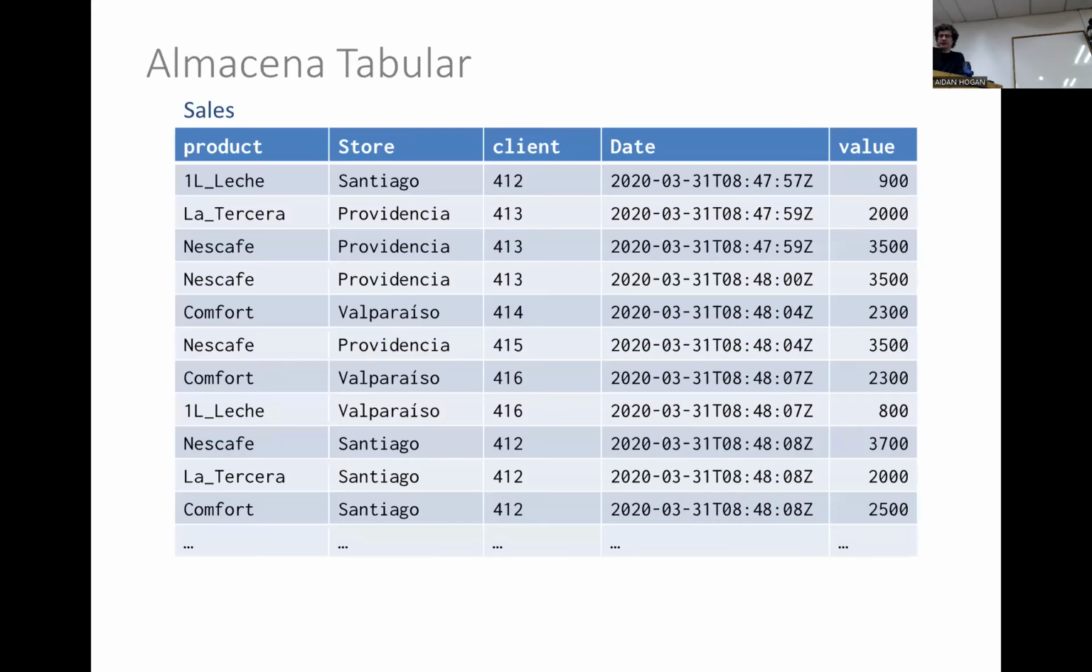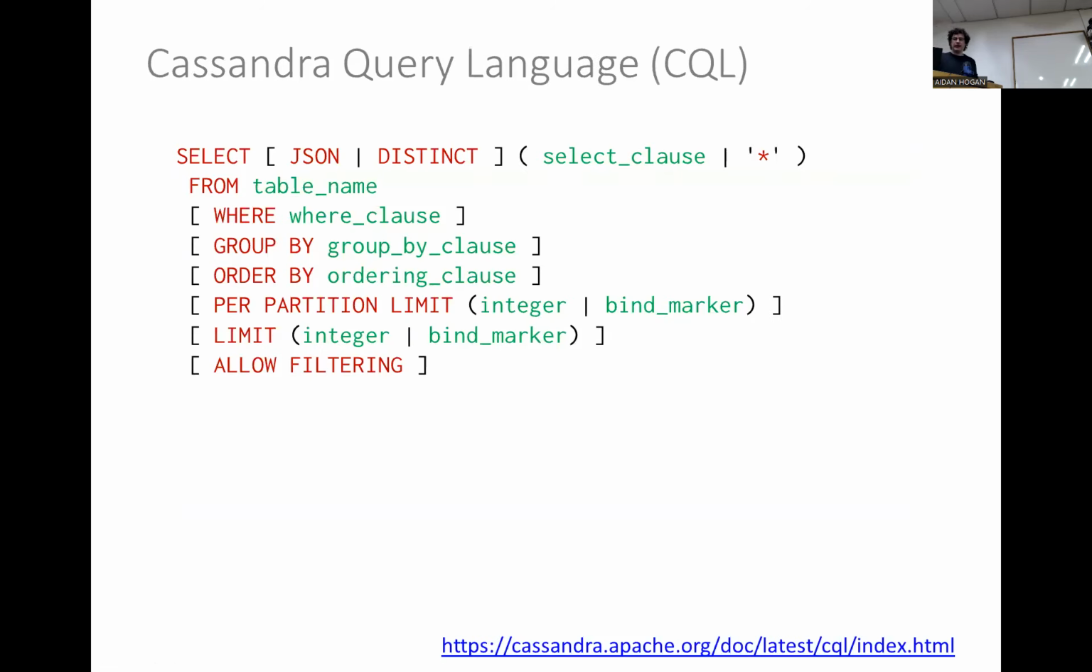So I'm just going to spend the very last part of the class to talk a little bit about Cassandra. A few slides, and then we're done. I took these slides from a Spanish class, but anyways, tabular store. So we have here a table. We have sales with product, store, client, date, and value. So we have some data organized into columns that we can store in Cassandra.